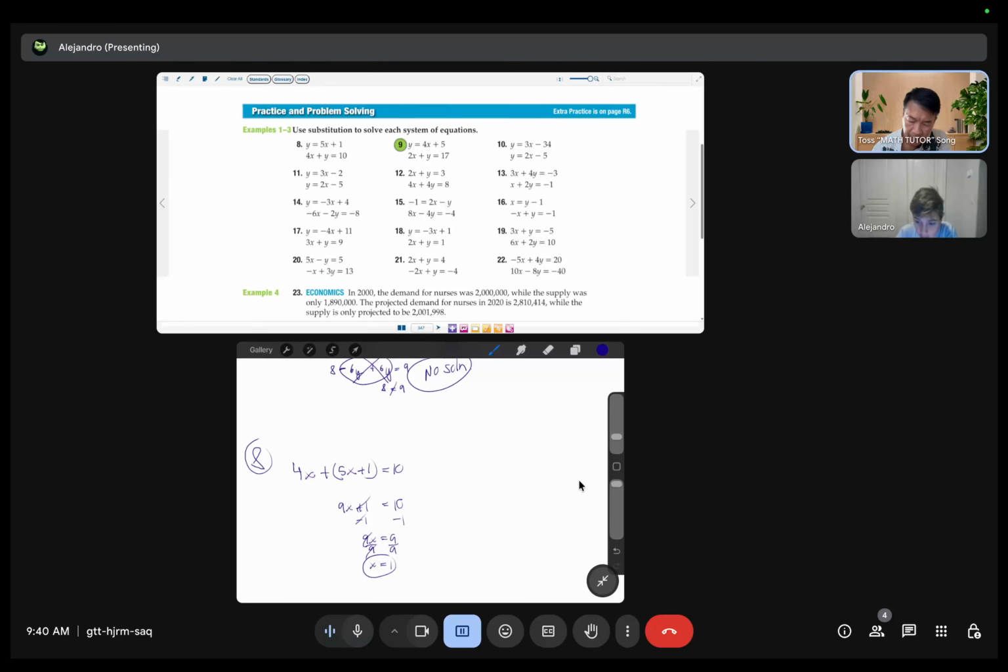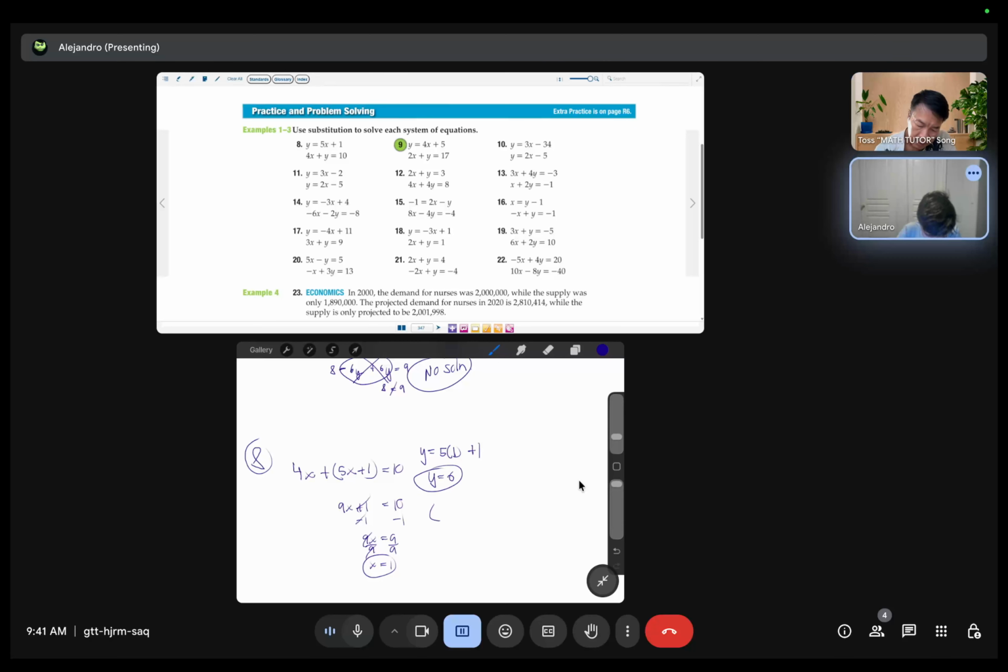And then solve for y. So to solve for y, you can plug it in wherever you want. Plug it in the first equation. It has y by itself already. So I plug into the x in the first equation, which is going to be 1. 5 times 1 plus 1. So y equals 6. Is that okay? So in coordinate form, it's going to be 1 comma 6.